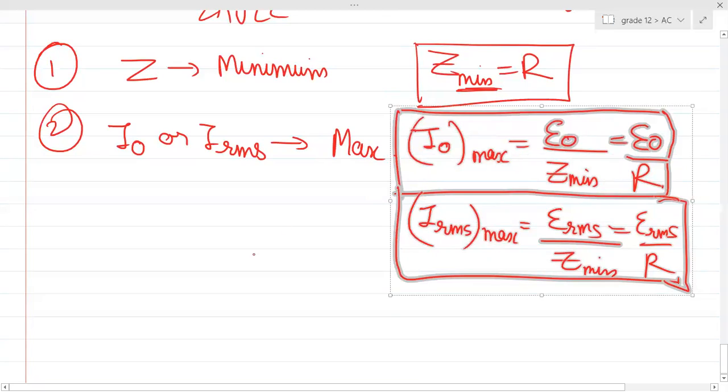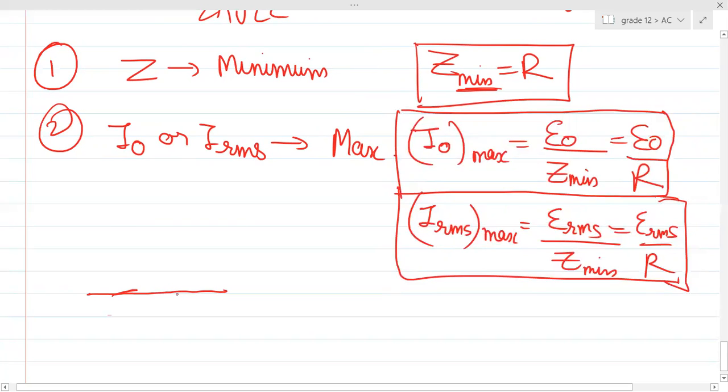So I naught will be maximum. Can I draw a graph for this I naught? Can you see? I am trying to draw a graph in which, on the y-axis, I am plotting the maximum value of current at different frequencies, and on this side I am plotting frequency. So basically, this graph looks like this.